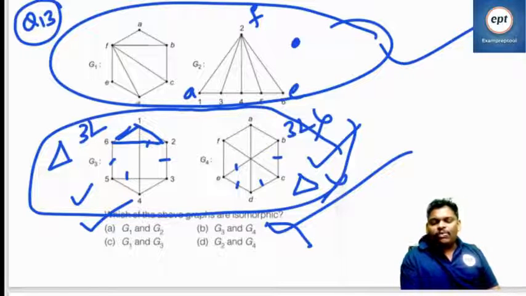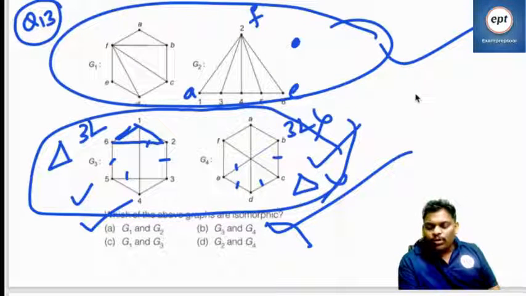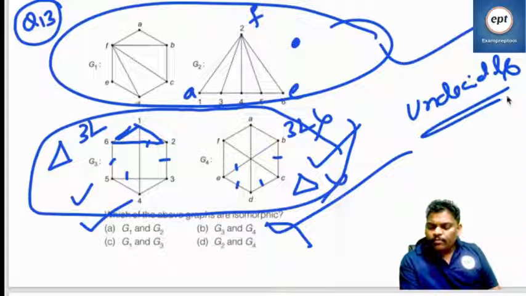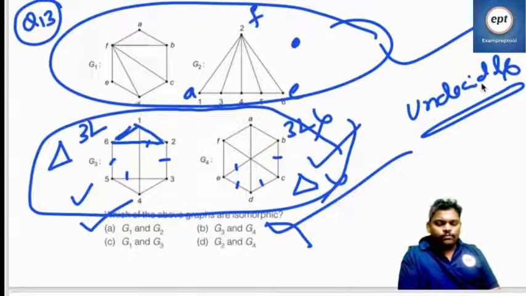Please take care. And one more thing you remember: checking whether two graphs are isomorphic or not is undecidable. We don't have any algorithm other than manual checking. Finding the chromatic number is also undecidable. So other than manual checking, nothing there.